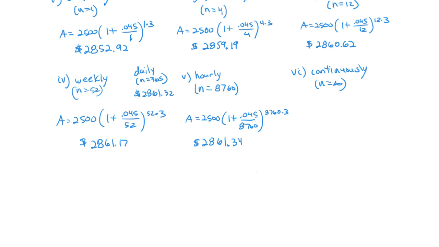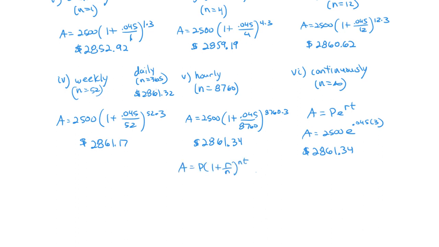What about continuously? Well, we get to use a new formula now. A equals P e to the rt. So the amount equals 2,500 e to the 0.045 times 3. And then you get, let's see, is it going to be a million? No, 2861.34. The change to the second decimal place is no change at all.